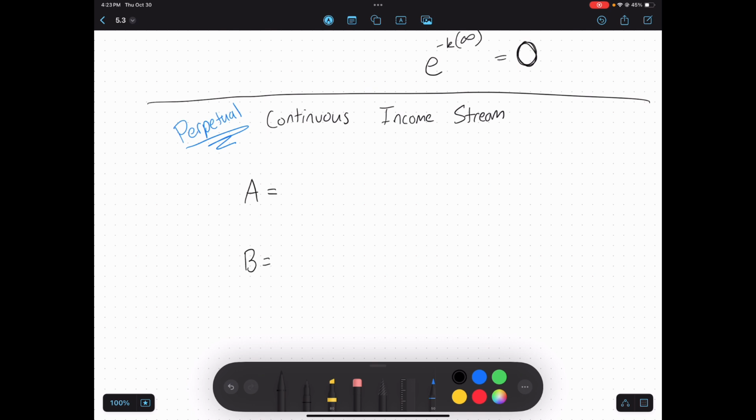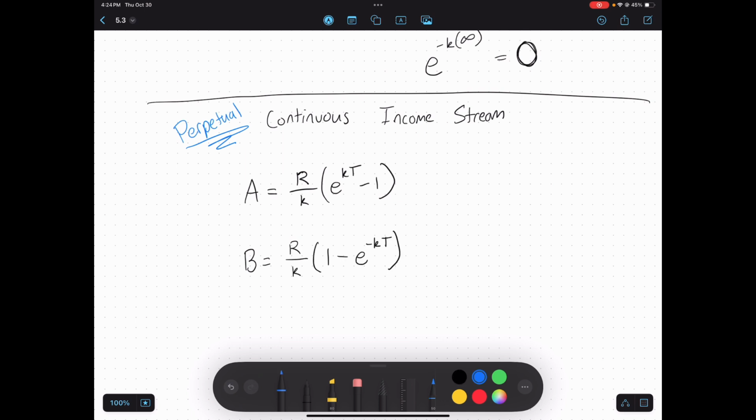Now, for the sake of simplicity, once again, we're going to assume that this continuous income stream is not changing. We're keeping it the same. Therefore, it's just going to be some constant. Future value is R over K times e to the K capital T minus 1. And then my present value formula is very similar.